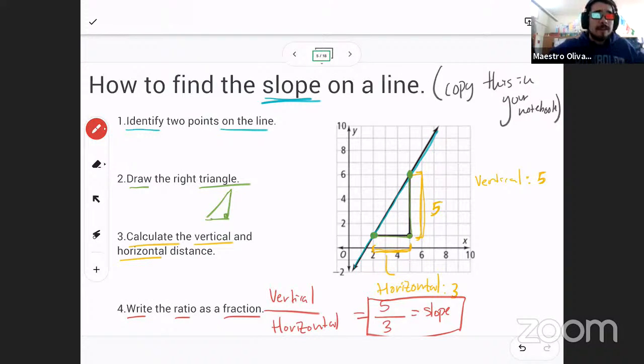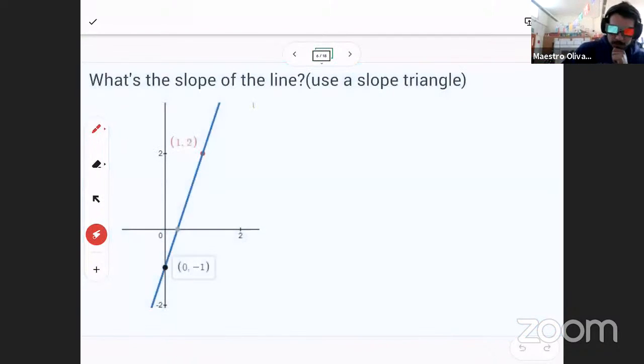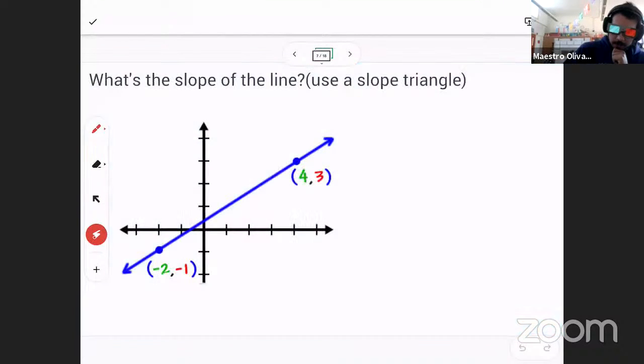And that's all you do. That's what the homework is going to be. That's what tomorrow's IXL is going to be. You're just drawing these triangles, calculating the vertical distance, calculating the horizontal distance, and writing it as a fraction. That's all we're doing. Let's try another one. I'm actually going to skip this one. I'm going to go to this one.